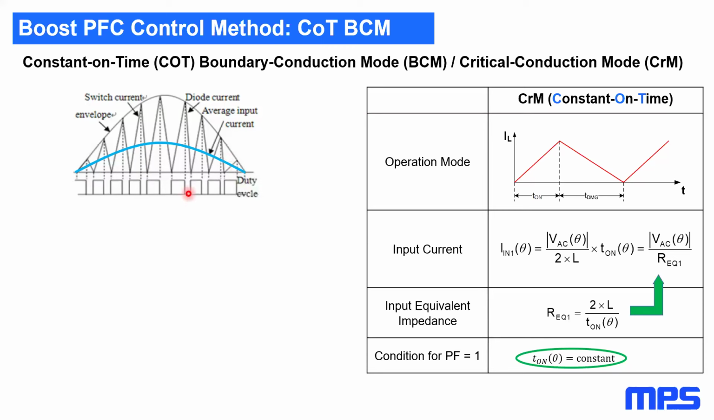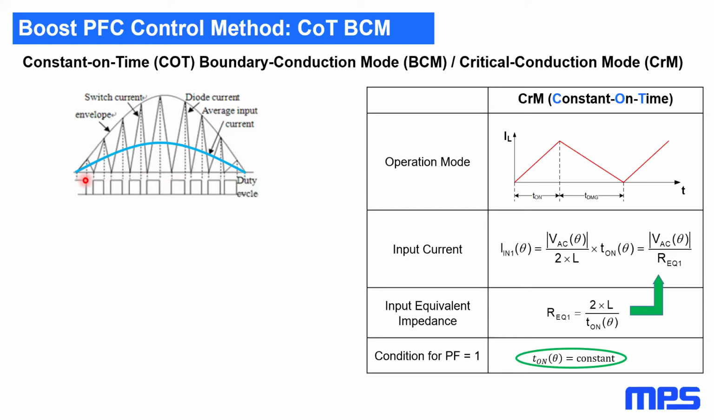So the current will keep flowing into the main inductor, and as soon as it reaches zero, we'll turn on again the main switch so as to keep the current flowing, but right at the boundary. So this method, let's see in details what it does.